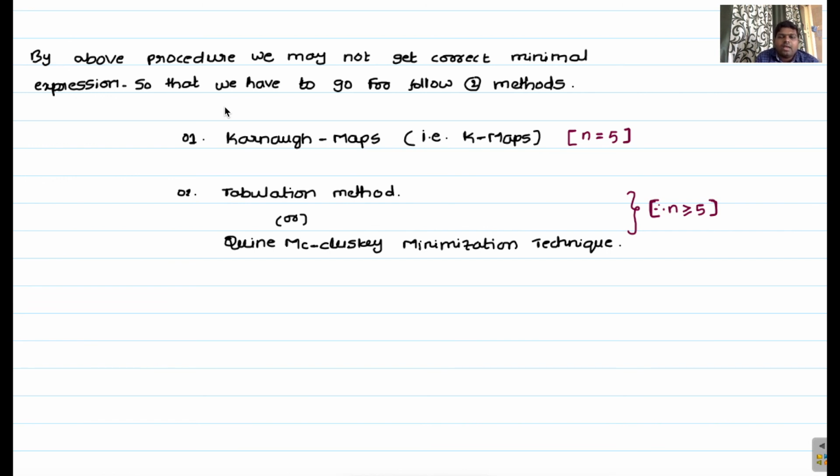And if it crosses n equals 5, that means n greater than 5, then the K-map is not suitable for that simplification, right? In that scenario we have to choose the tabulation method for larger numbers of bits. This tabulation method is also called the McCluskey minimization technique, otherwise the QM method, or the tabulation method. Next we will discuss K-maps and this tabulation method, right?